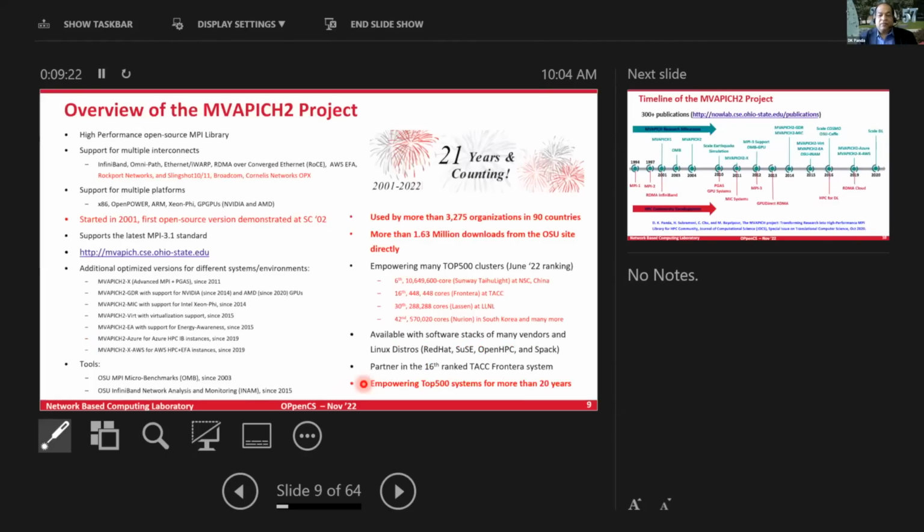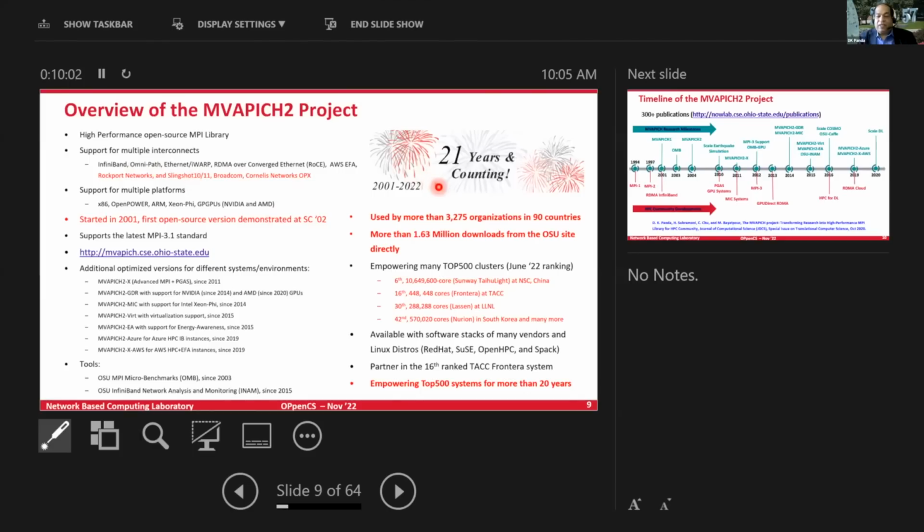So this is where the MVAPICH project's role comes in. We started this project in 2000, almost 22 years back. If some of you remember, the InfiniBand networking technology was introduced in October 2000, almost 22 years back, and nobody knew how to use that technology for HPC. So we were the very first one to have an open source MPI library. At that time it was called MVAPICH, that is MVAPICH 1. And we actually demonstrated it at Supercomputing 2002. Again, just next week will be Supercomputing here. 20 years back, we demonstrated that. And since then, we've been continuously working.